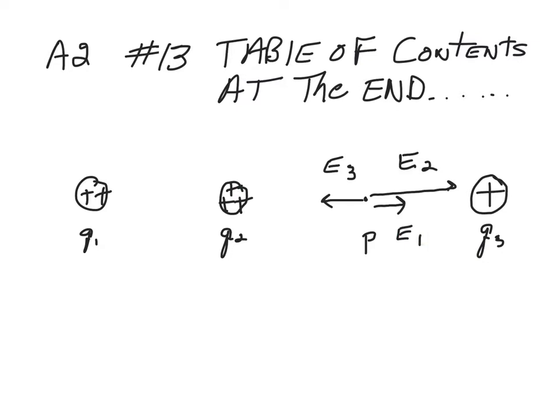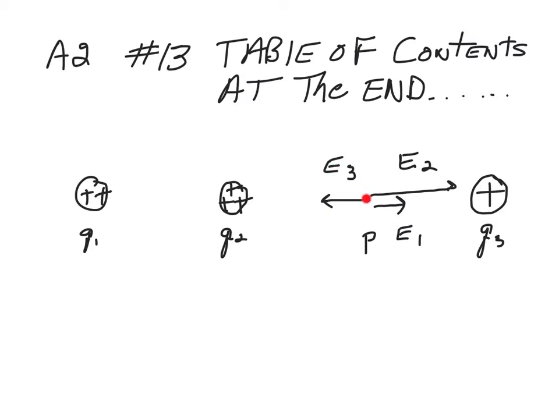Clearly, E2 has to be bigger. It's actually going to be 4 times bigger because of the distance, right? It's twice as close, but it's even more charged, so I can't really draw it to scale, but I made E2 the biggest vector.